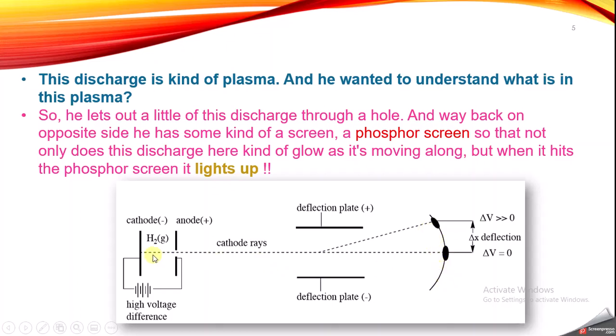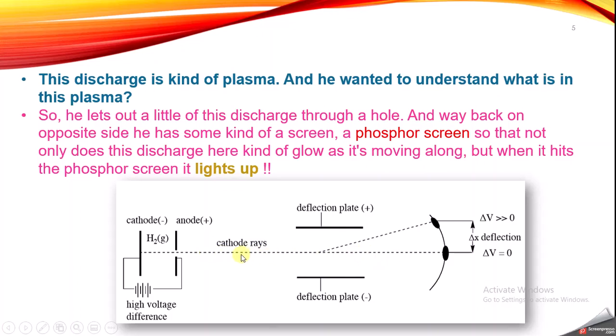When this plasma goes straight and strikes the surface, it creates a glow at the position where it strikes the phosphor screen. So this was the indication that it was moving through this place and striking at this point, and it also displayed the path of the plasma or discharge created in the gas tube. So this was a simple experiment.